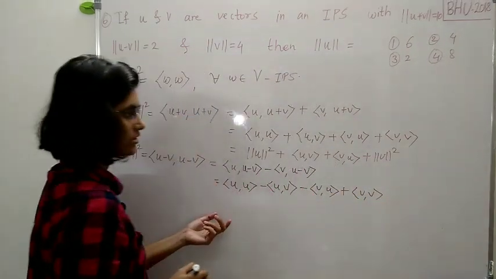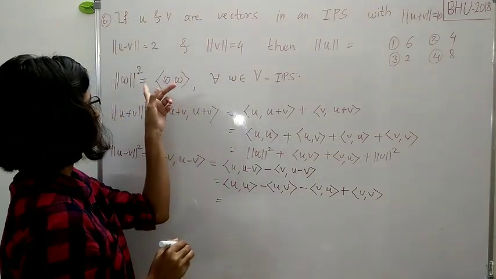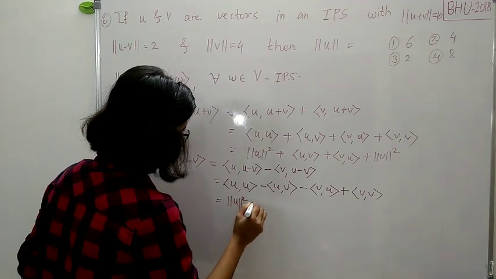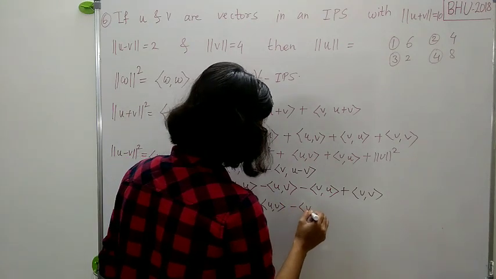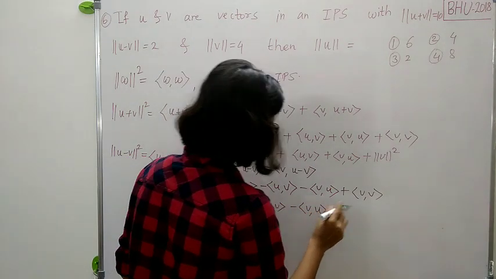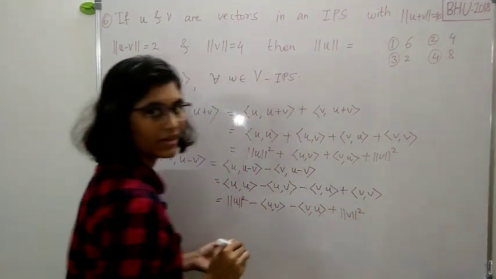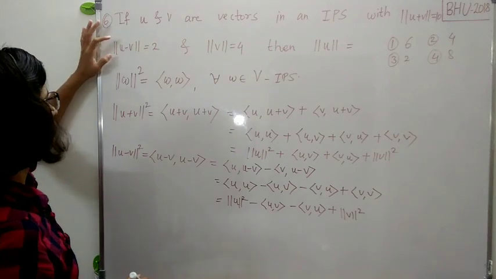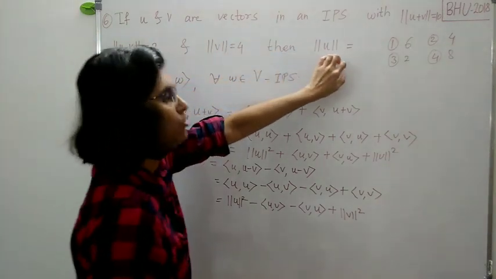Now the inner product of u with u is the same as norm of u square, minus the inner product of u with v minus the inner product of v with u, plus norm of v square, right? Now we are given these quantities, norm of u minus v, norm of u plus v, norm of v, and we have to calculate norm of u.